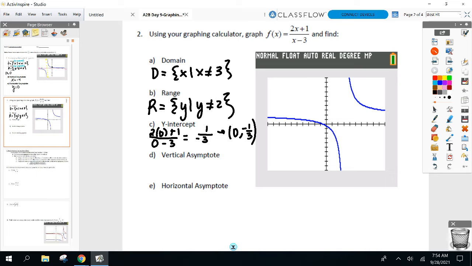Okay, vertical asymptote. Where's the vertical line? x equals, got it. Okay, I'm never going to accept this alone. It's got to be an equation. x equals 3. And again, I can just look back at my domain. The domain will tell me what the asymptote should be. And what about horizontal? y equals 2.